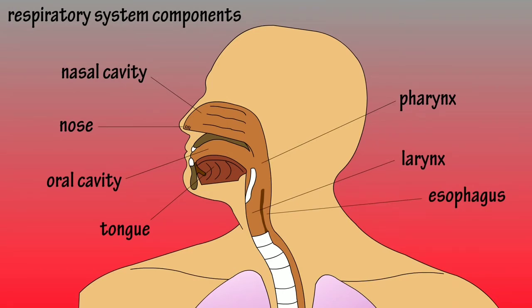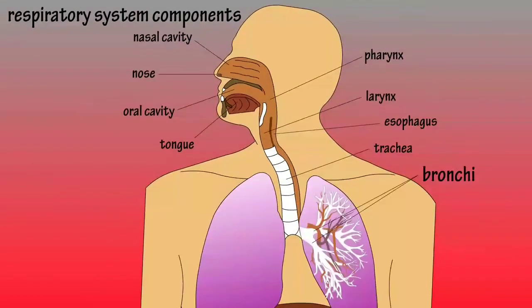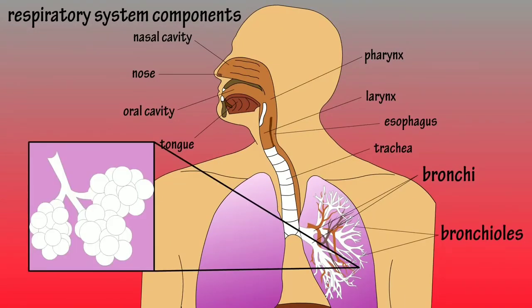The trachea, also called the windpipe, is here, and it connects to the bronchi, which merge into smaller tubes called bronchioles. And the bronchioles connect to tiny air sacs called alveoli. And then down here is the diaphragm. Now let's go through a very basic look at what happens during the breathing process.